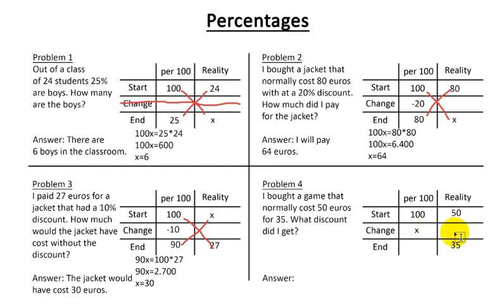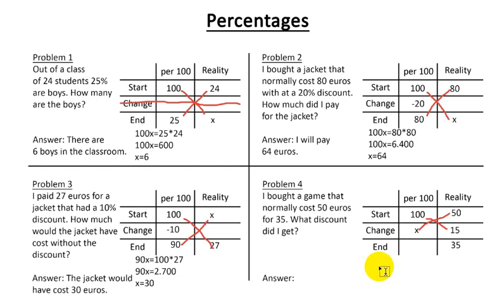Well, how much didn't I pay? How many euros did I not pay? It's the difference between these two. The difference between 50 and 35 is 15. I did not pay 15 euros. And now we have things that are on the same line. So now I can take this cross product.